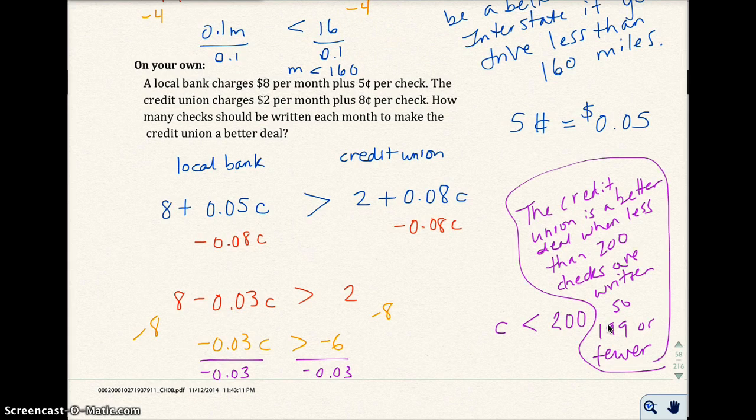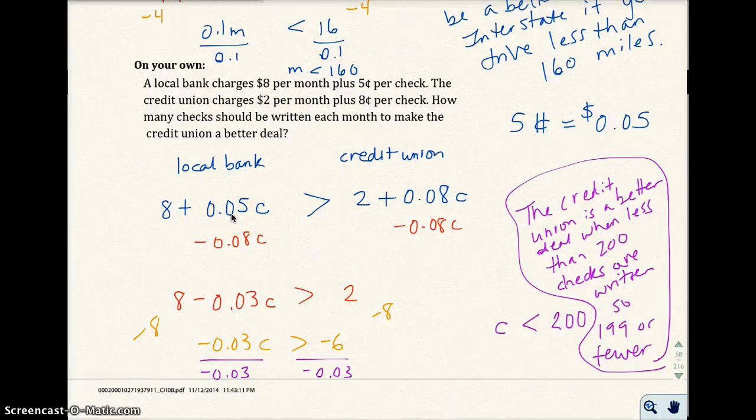I like the problem because you had to remember to convert the cents into the decimal dollar amount. If you left it as 5, 8 plus 5c, then that would have meant each check was $5. You don't want to represent that either.